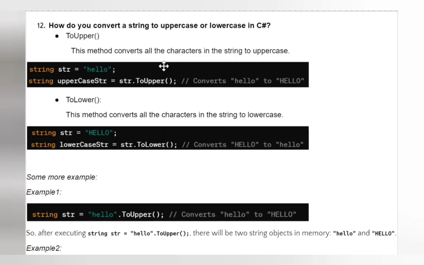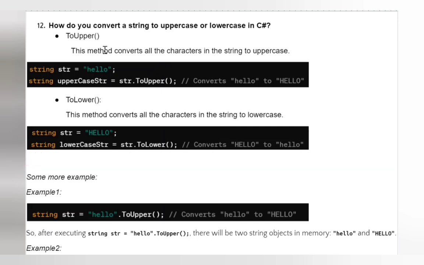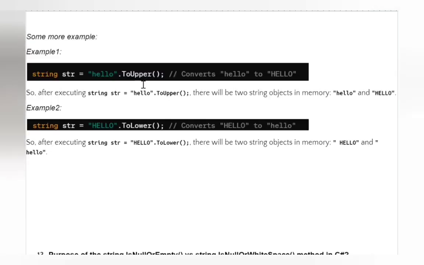Now let's try to understand how to convert a string to uppercase or lowercase and their implication on memory. Here we have a toUpper method in the string class. I have declared a variable str as hello, and then with str.toUpper I can convert it to uppercase. Okay, now we have toLower. What toLower does is convert hello to lowercase.